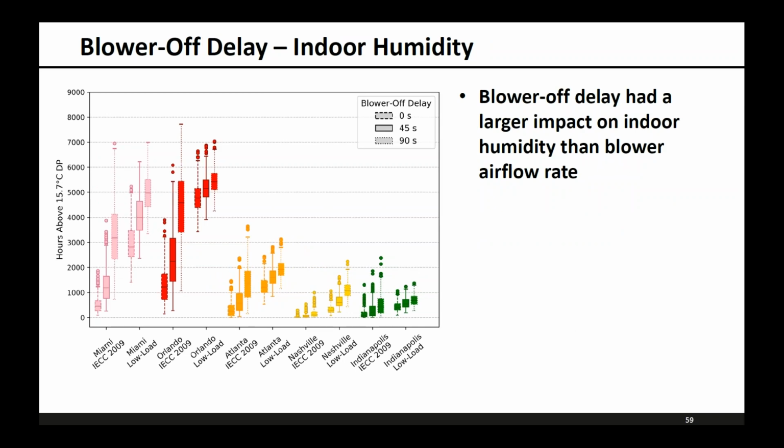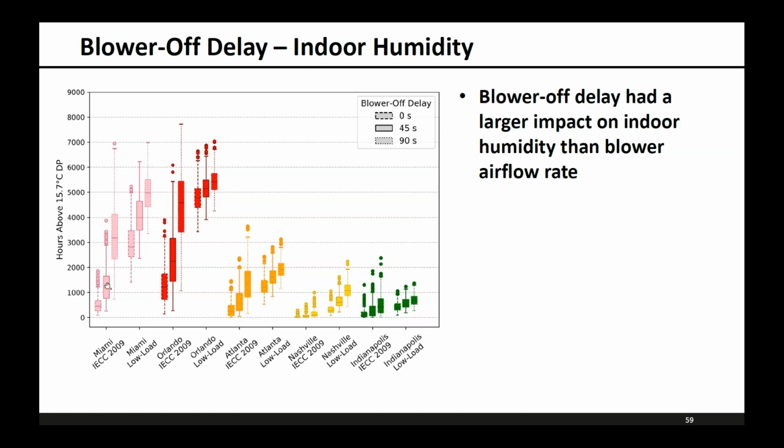Moving on to the blower off delay, we looked at the three cases: no blower off delay, 45-second blower off delay, which was our baseline, and then a 90-second blower off delay. From this plot, you can see that the blower off delay had a larger impact on the hours above 60.2 dew point than the blower airflow rate, with pretty sizable reductions in the humid climates when you eliminate the blower off delay.